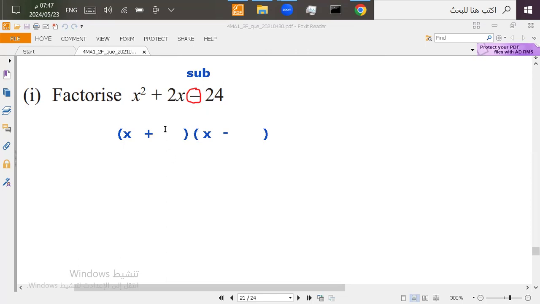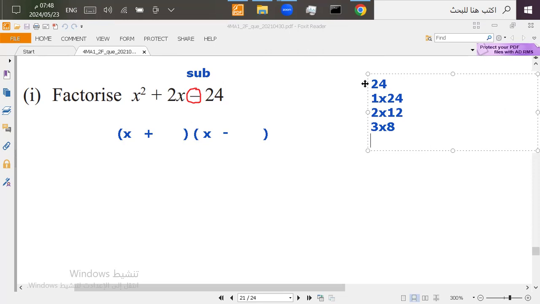Now, we need two numbers. When you multiply them, you get 24. It means let's come here and take the 24 and write the factors of 24. 24 is 1 times 24. Okay. 2 times 12, like this. This is how you answer the question. 3 times 8.